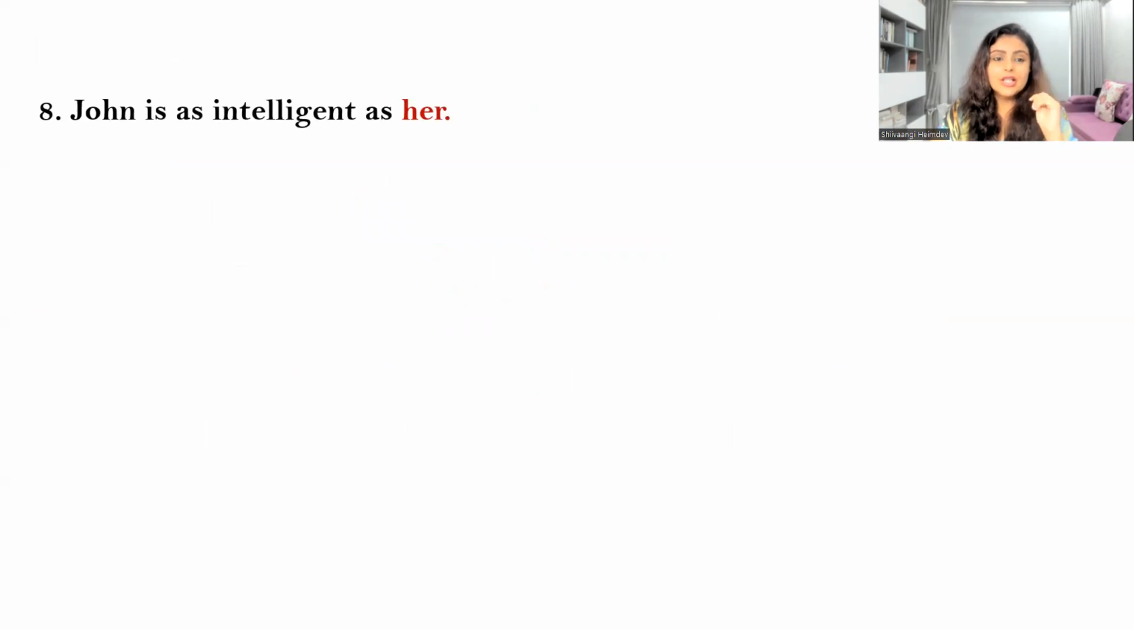Yes, friends, let's quickly solve a few questions together. So you see this question: John is as intelligent as her. Now, John is the subject, is is a verb, intelligent is an adjective, and there is a comparison happening. So should I make use of the object pronoun her? Absolutely not, that's incorrect.